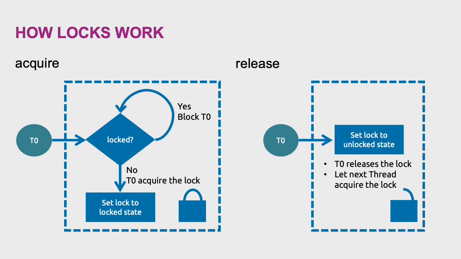The second operation is release. When we are releasing a lock, we simply set the lock state to 0. So basically we open the lock, and by releasing the lock, we let the next thread acquire the lock, enter into the critical section, do whatever it has to, and then release the lock.